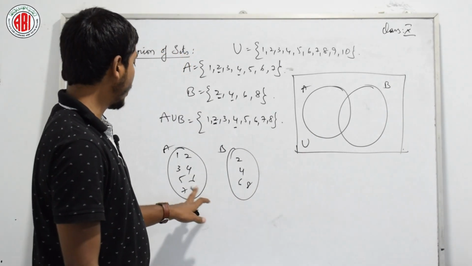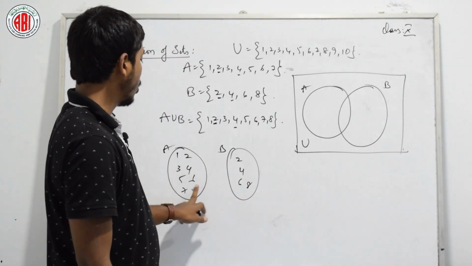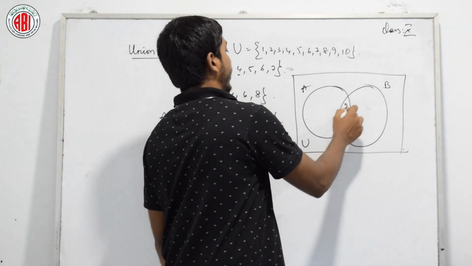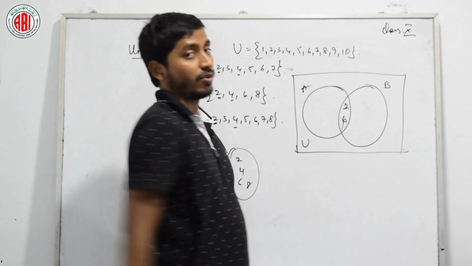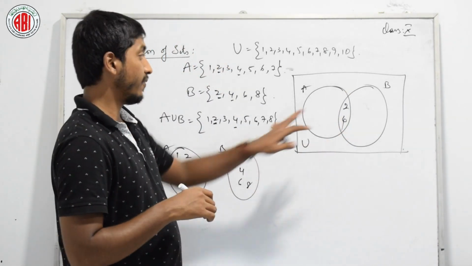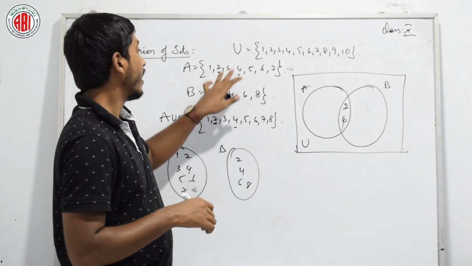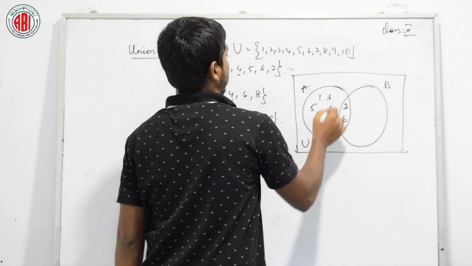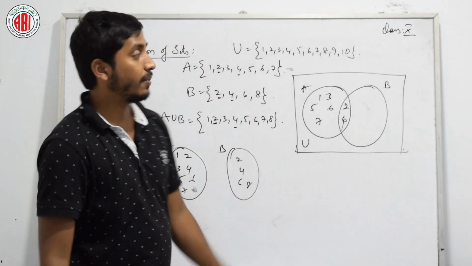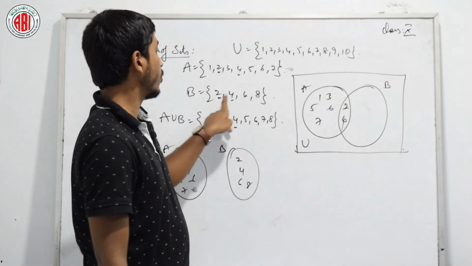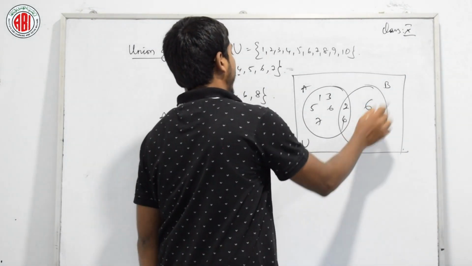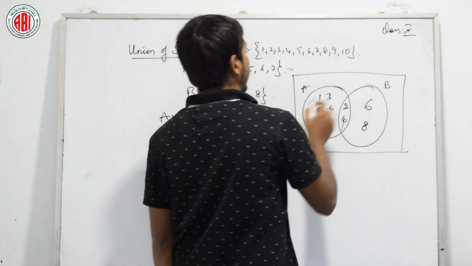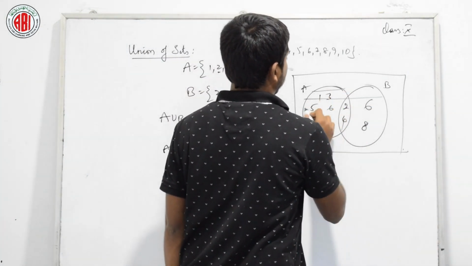Let us write the common numbers first. What are the common numbers here? 2 and 4 are the common numbers in both sets. Let me write them here because this part is common to both. What are the left out elements in the first set? Except 2 and 4, we have 1, 3, 5, 6, 7. Similarly, the elements in the second set other than 2, 4 are 6 and 8. Is it clear? Now the union of these both is always given like this.